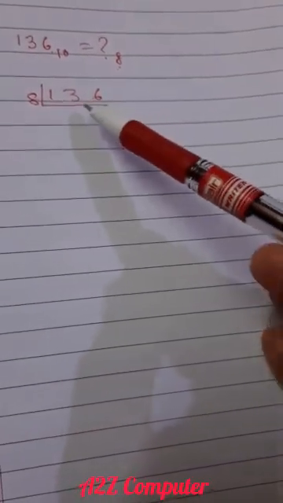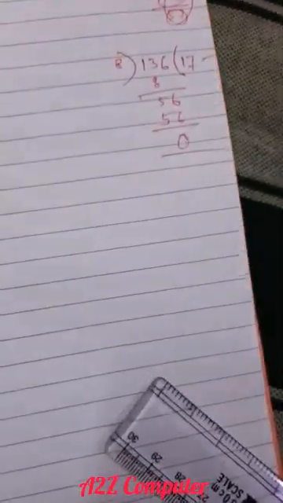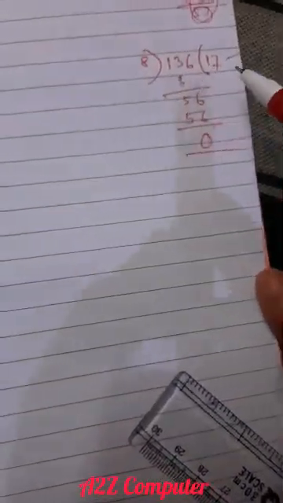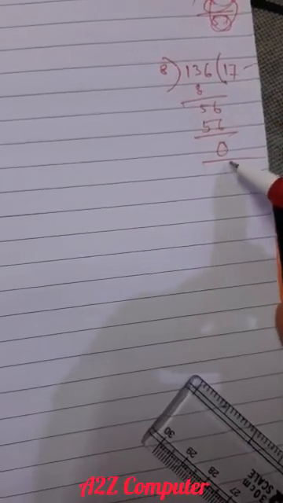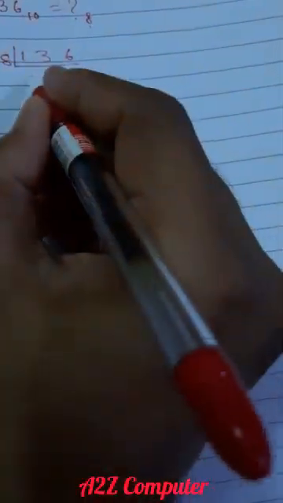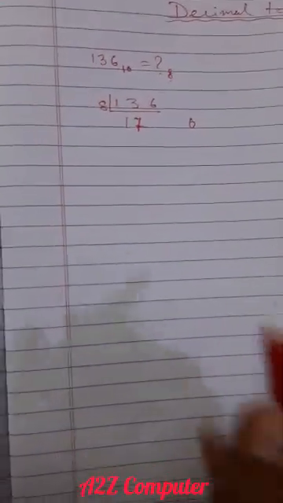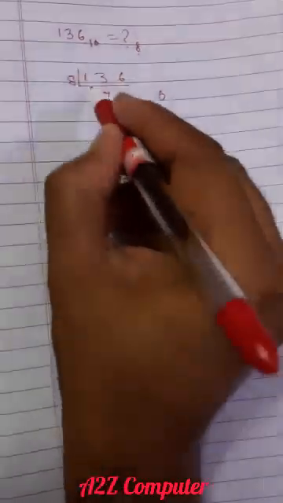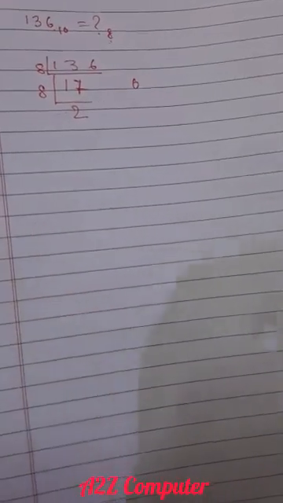Okay, so now divide 136 by 8 and look at the quotient value and the remainder value. Look here, already I have done. If you divide 136 by 8, the quotient value is 17 and the remainder is 0. So let's write here, quotient is 17 and the remainder is 0. Okay, done. This is not 0, so again we will divide 17 by 8. 8 twos are 16, so the remainder is 1.